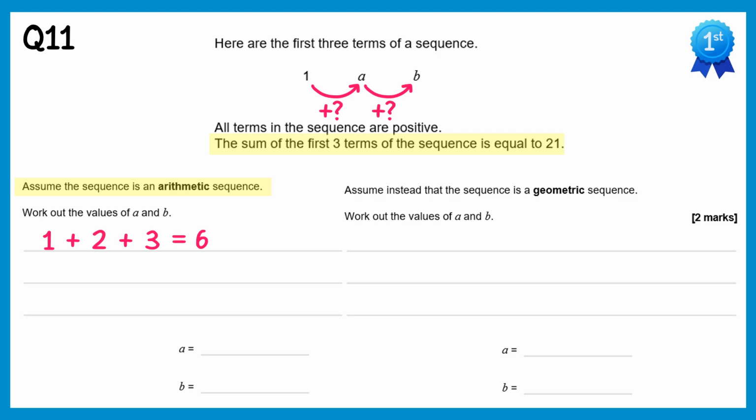What if instead, to get from one term to the next, it was add on 2? So we start with 1, then we add on 2 to get 3, then we add on 2 to get 5. What if we add all those up? Do we get 21? Absolutely not, we end up with 9.